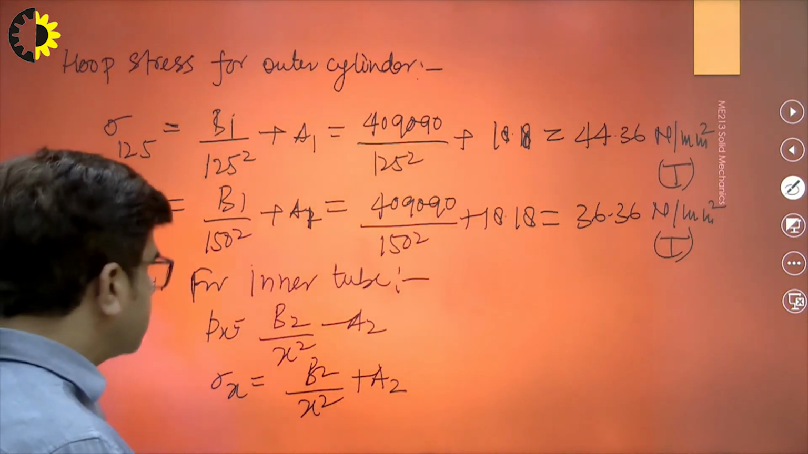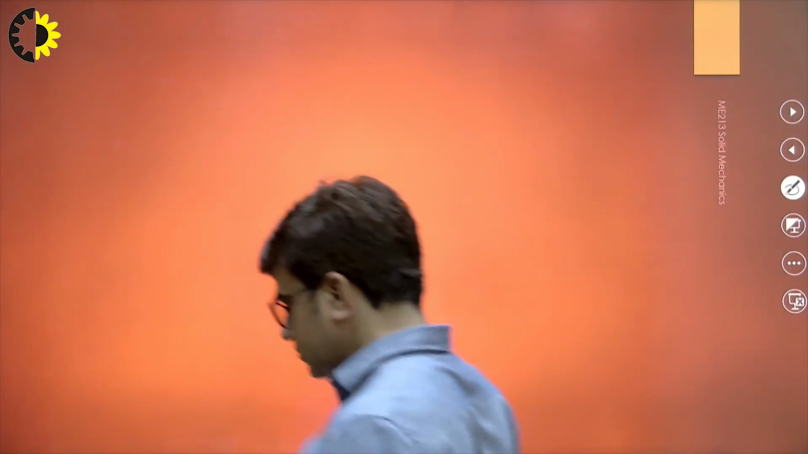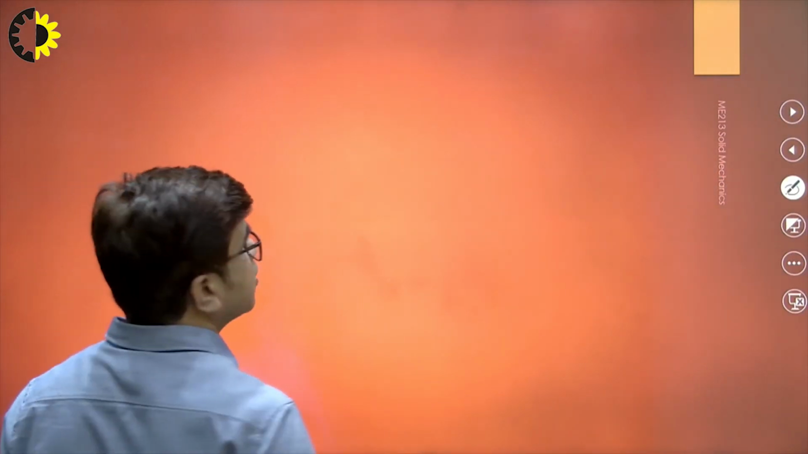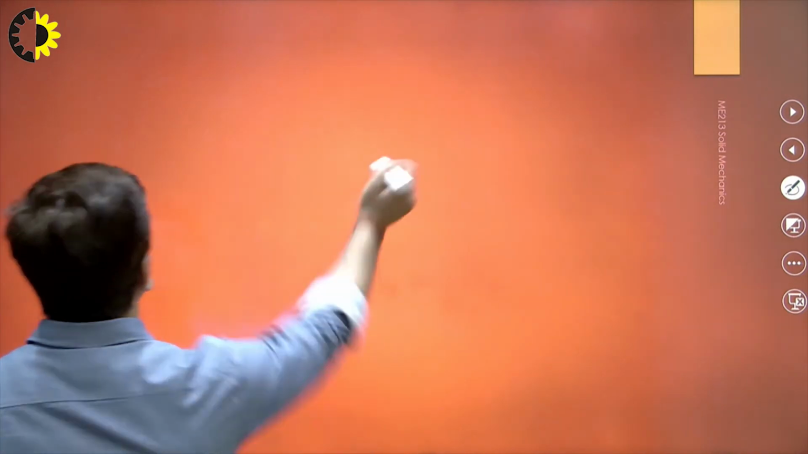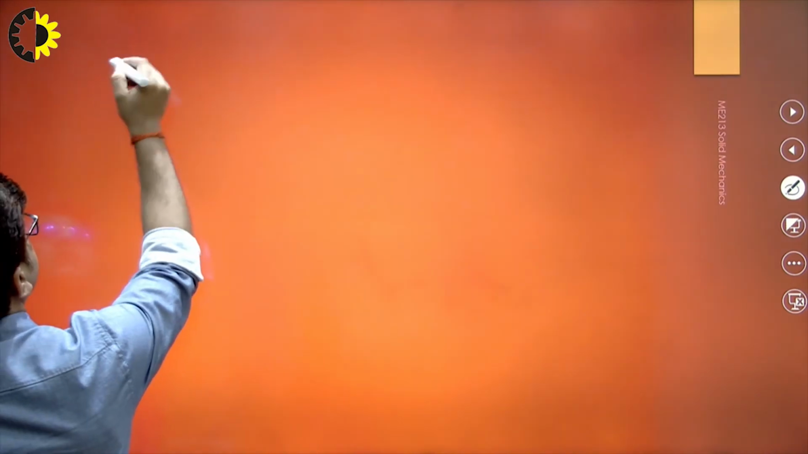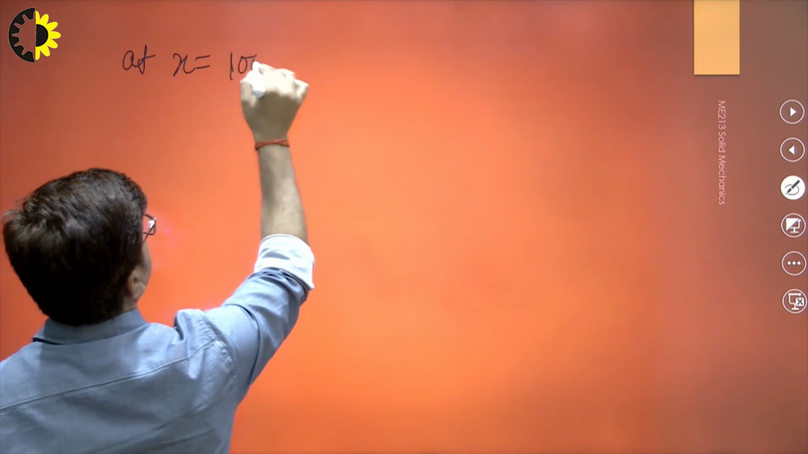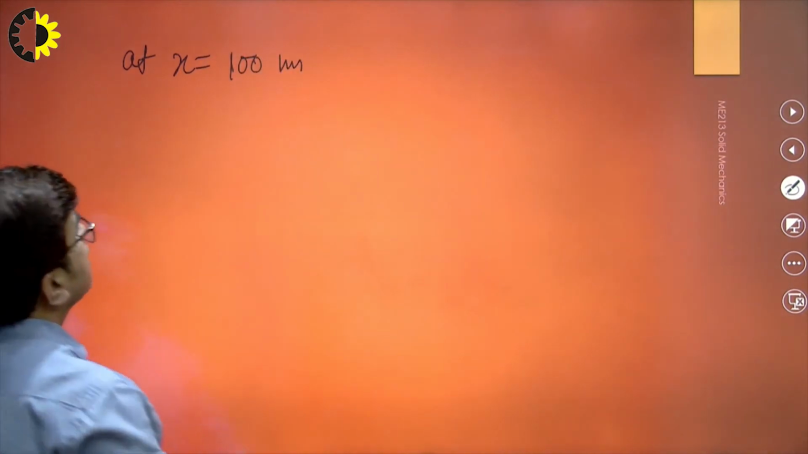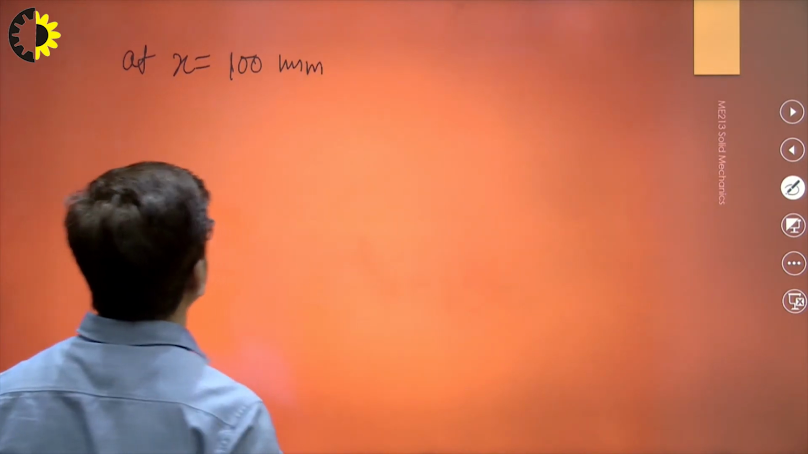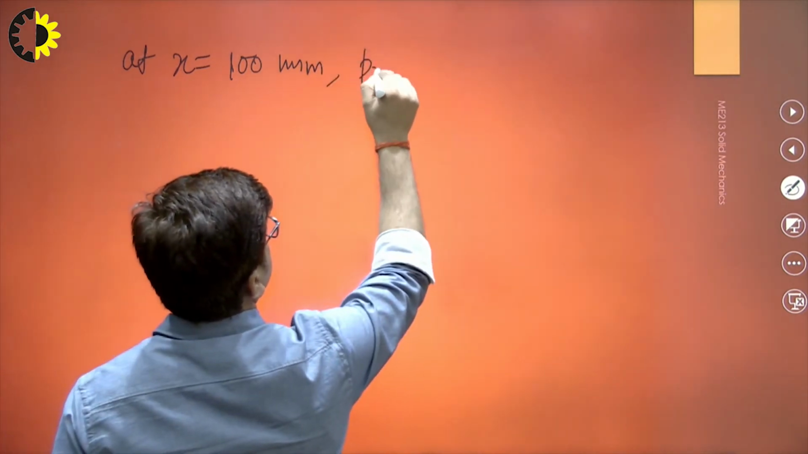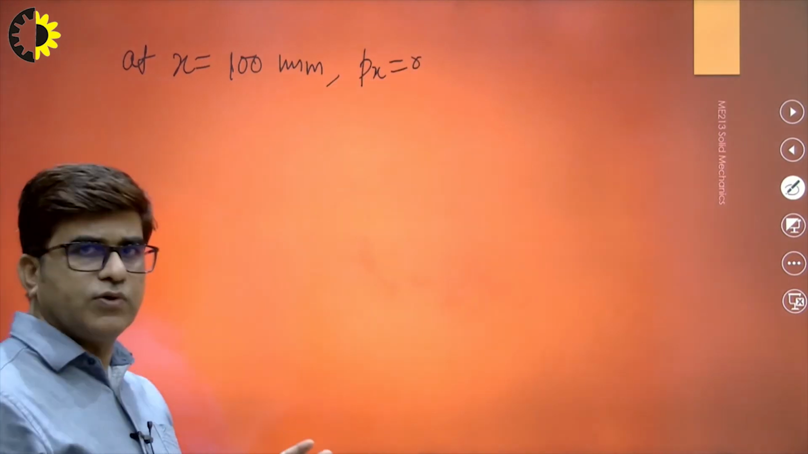So if I put the boundary condition for this, I can get the constants A2 and B2. So from the boundary condition at x equal to 100 mm, means at the inner radius of the inner tube, Px equal to 0. Why this 0? Because there is no fluid inside it.